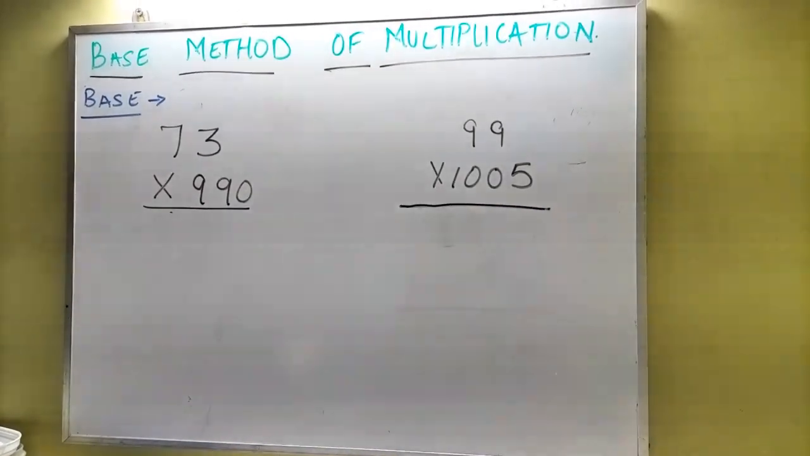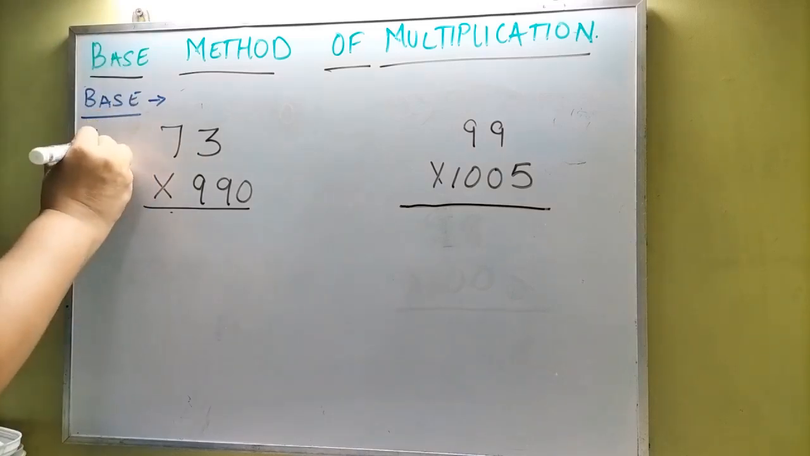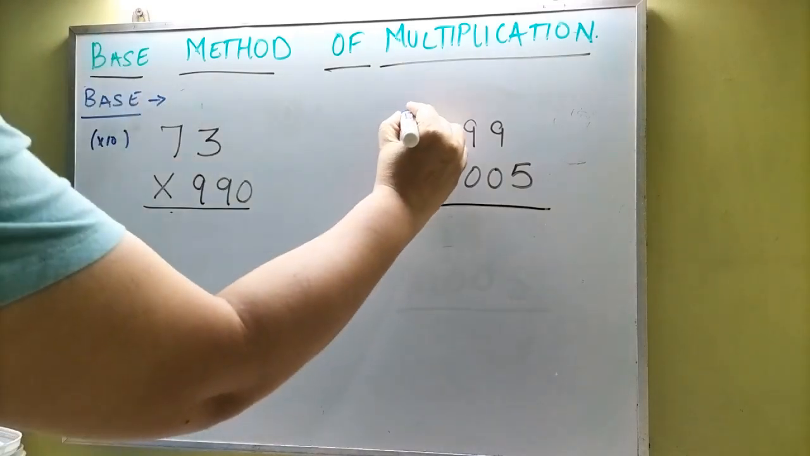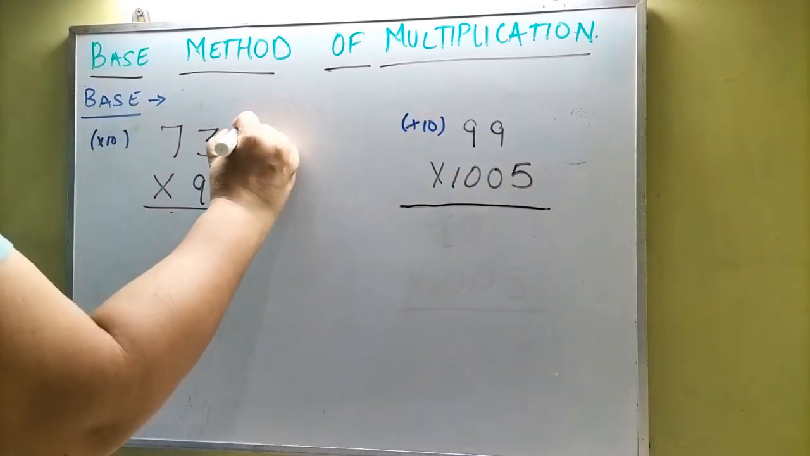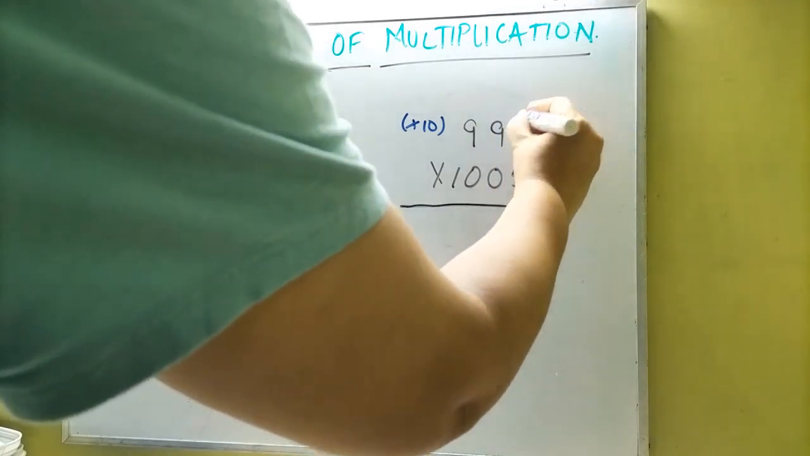Now, as I said, both my numbers are different. In the first example, it is 73 multiplied by 990, which means my base would ideally be 100 and 1000. In the second example also, it is going to be the same thing, 100 and 1000. But no, I cannot take two different bases. So what I do is I multiply 73 by 10, and similarly I multiply 99 by 10 to get new numbers 730 and 990.